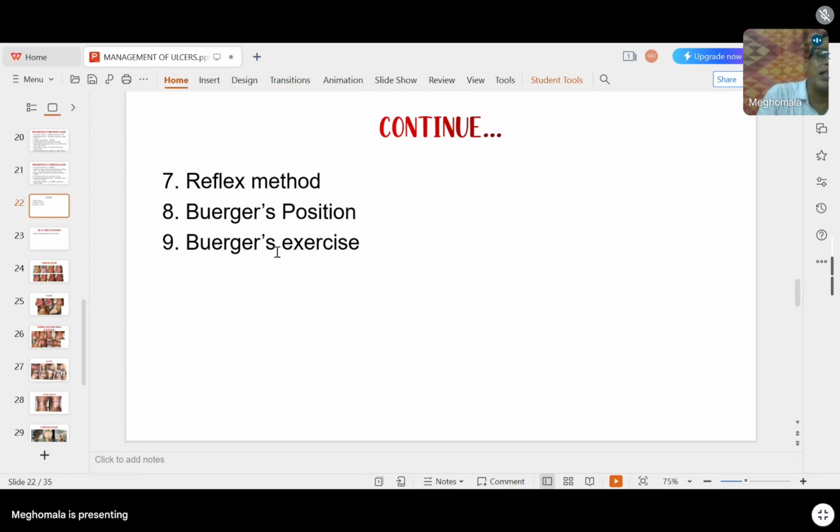Then there is Buerger's exercise. In Buerger's exercise, we tell the patient to move the legs up and down, up and down, for 5 minutes, 3 times a day, and it helps. It also helps to change the position of the thrombus to relieve the obstruction, and ultimately it helps in the flow of blood to the diseased or ulcer part, and all these things help in wound healing.